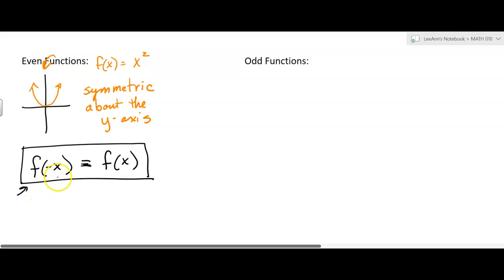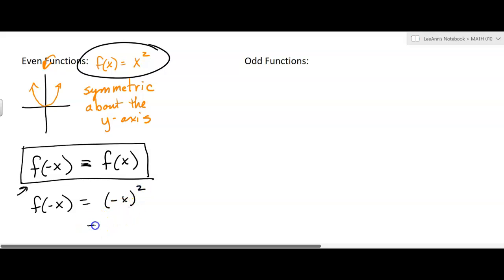Watch what happens here. So like for my function right here, if I put in negative x, I get negative x squared, which simplifies to just be x squared. It's the same thing that it was at the beginning. Okay? That is an even function. Now your book writes the test just a tad bit different, but that's the same thing.